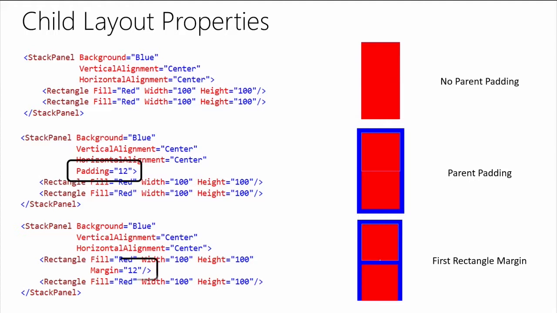So I'm going to switch now from padding, this time to margin. So now you can see that even though it looks like you have that space inside the stack panel, what you really have is the space around the individual items. Yeah, so it's around the first rectangle. So it's had the same impact in that it's pushed out the container around the rectangle, but you'll notice that it hasn't actually applied anything along the bottom of the blue container.